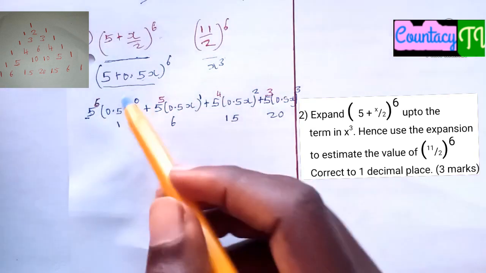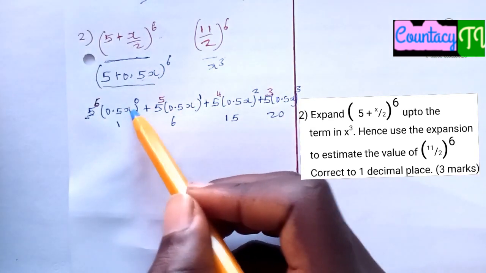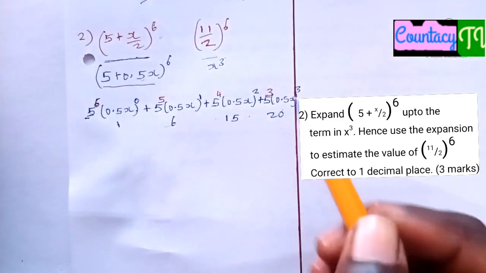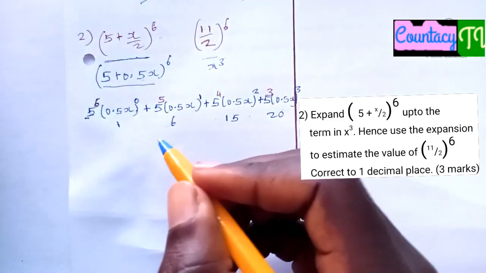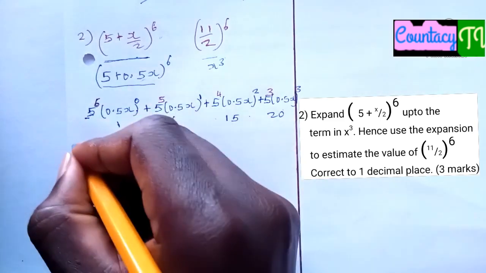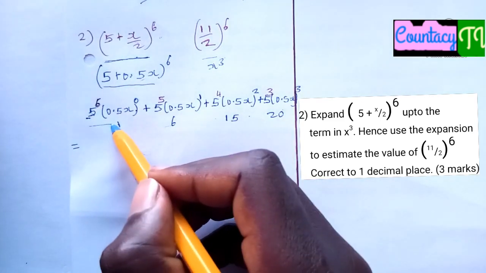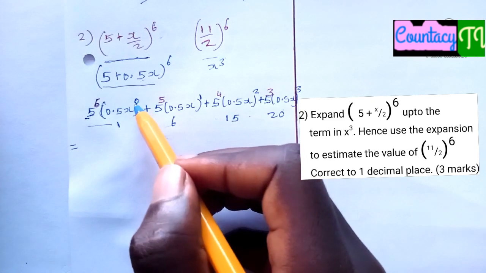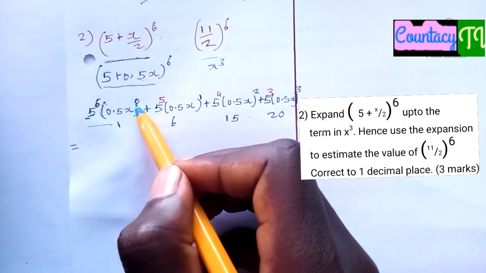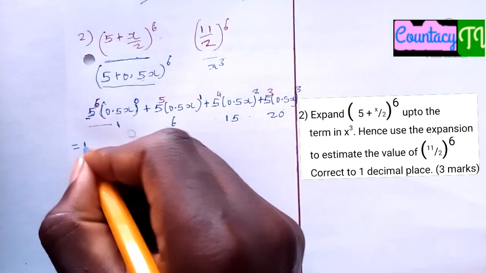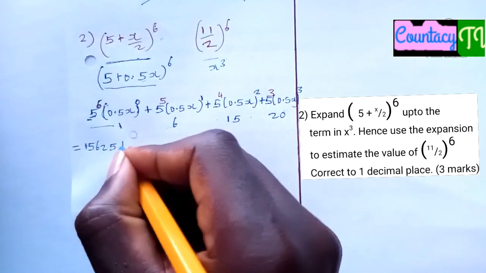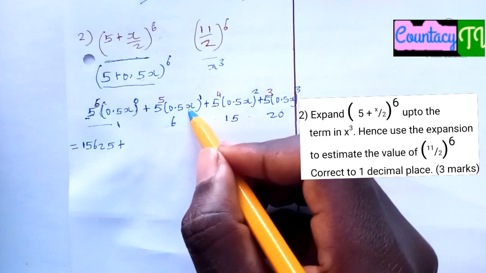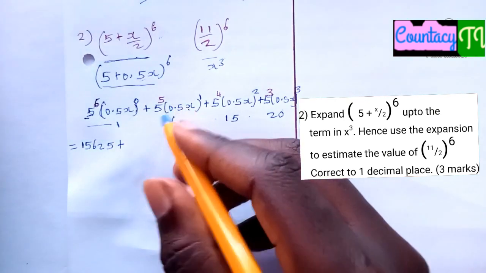So we go ahead and multiply all this: 5 to power 6 times (0.5x) to power 0 times 1. Also, we do the same to other cases, then we sum up all of them. You can use a calculator to avoid errors. For the first part, we get 5 to power 6 times (0.5x) to power 0. This one is equivalent to 1, because anything raised to power 0 is equal to 1. So 5 to power 6 is 15,625, plus. Now we go to the second term, 5 to power 5 times 6 times 0.5x, we get 9375x.